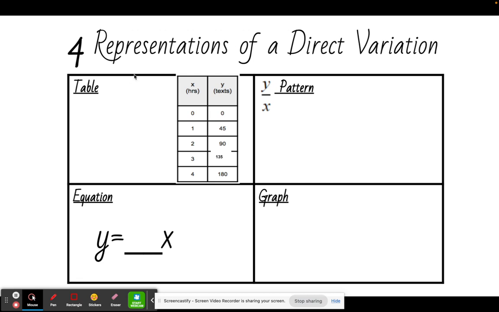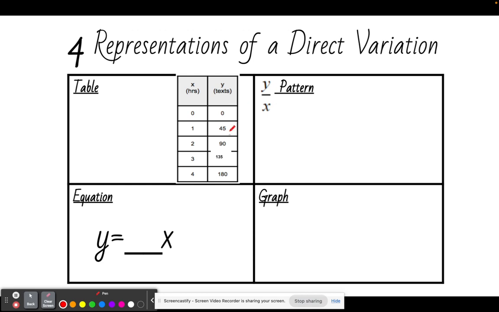So I have a situation here. It looks like you were texting a lot over the summer. This is the number of hours and the number of texts you sent out. Here's our table. So 0 hours, 0 texts; 1 hour, 45 texts; 2 hours, 90 texts; 3 hours, 135; 4 hours, 180.